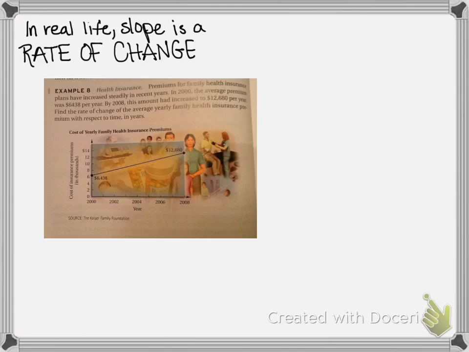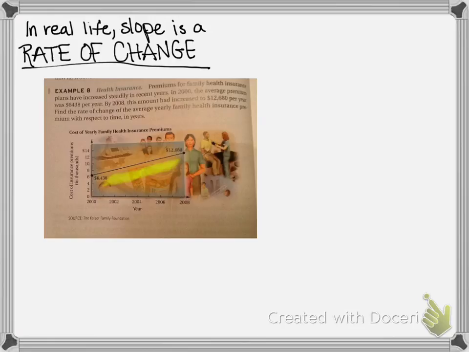Slope can be used in real life. In real life, it's a rate of change, like miles per hour. Your speed is a rate of change of your position over time. Graphs usually show growth over time or decay over time of different things. So you can see that this is a linear graph. This health insurance premium increase is linear. And you can see they increased steadily in recent years. In 2000, the average premium was $6,438 for a family. By 2008, the amount had increased to $12,680 per year.